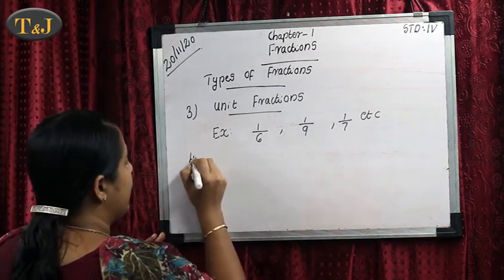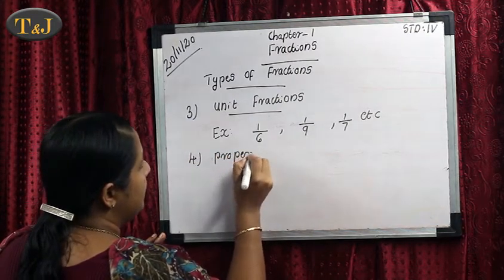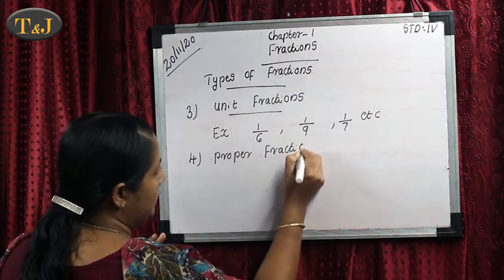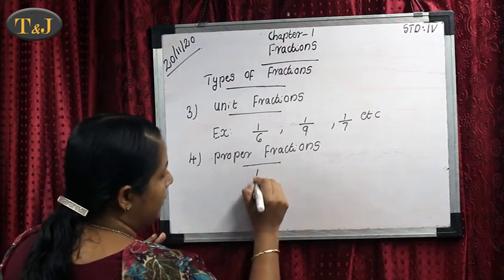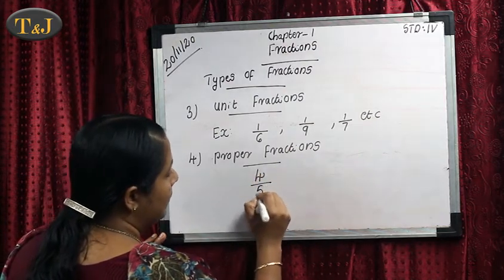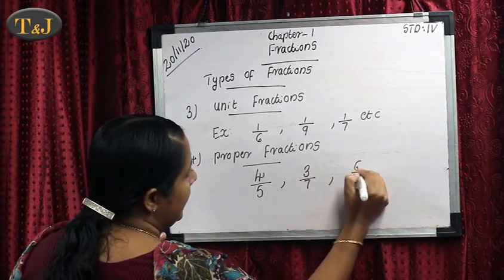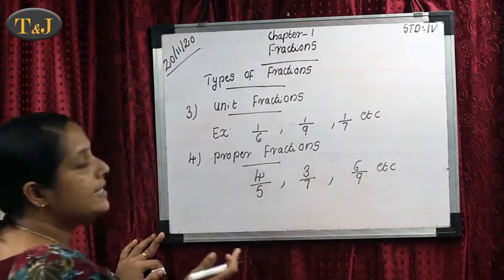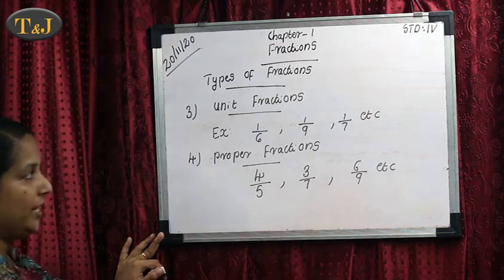Then our fourth fraction is proper fraction. Proper fraction means that the numerator is less than the denominator. For example, 4 by 5, 3 by 7, 6 by 9, etc. The numerator is less than the denominator. These fractions are known as proper fractions.